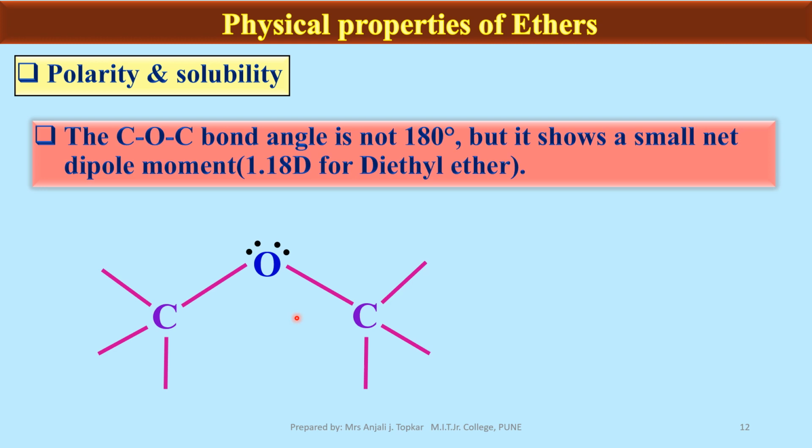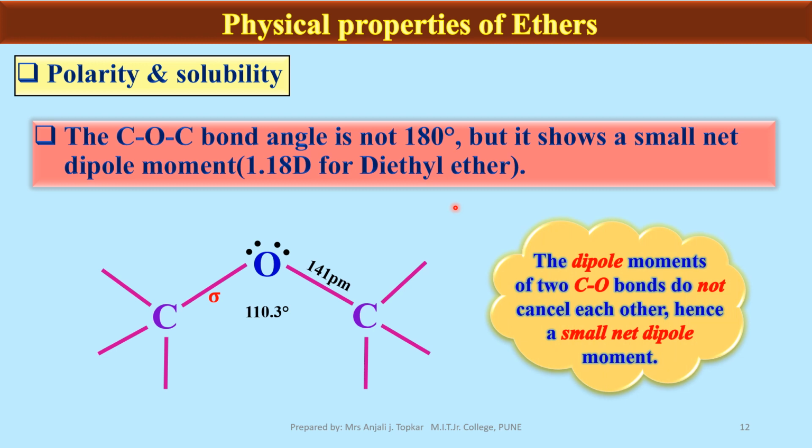The weak polarity of ethers does not affect their boiling points, which are about the same as those of alkanes having comparable molecular mass. Here, the dipole moments of the two C-O bonds do not cancel each other, and hence a net dipole moment is seen. The bond angle in ethers, that is the C-O-C bond angle, is 110.3 degrees.